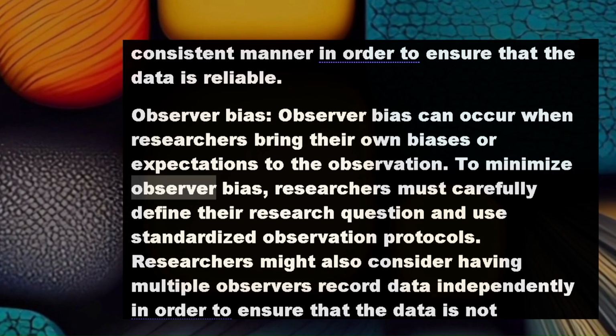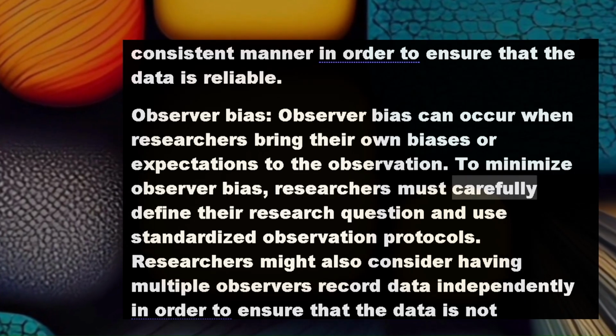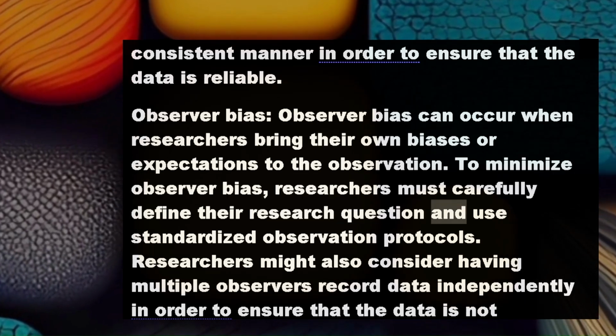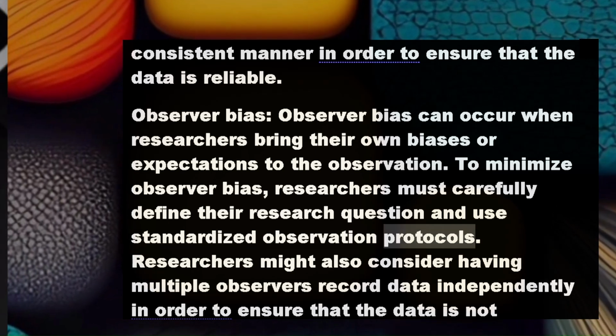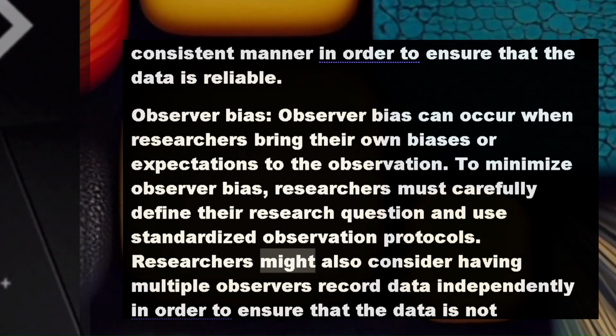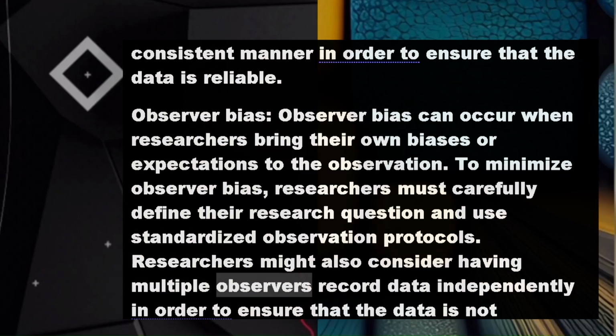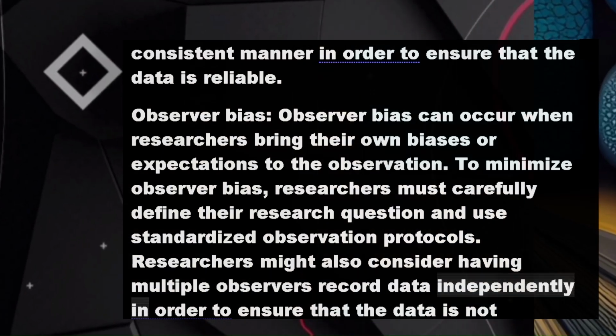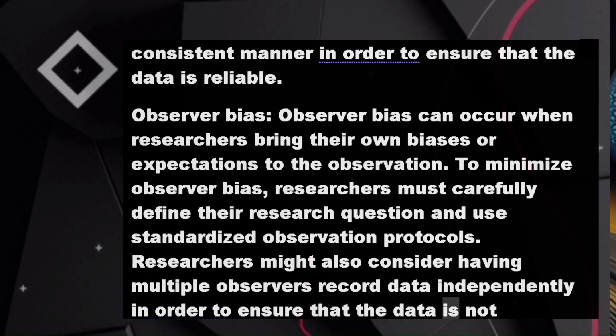Observer bias. Observer bias can occur when researchers bring their own biases or expectations to the observation. To minimize observer bias, researchers must carefully define their research question and use standardized observation protocols. Researchers might also consider having multiple observers record data independently in order to ensure that the data is not influenced by individual biases.